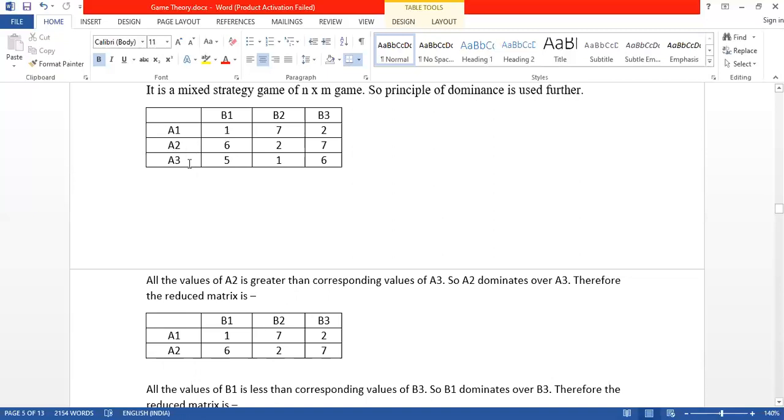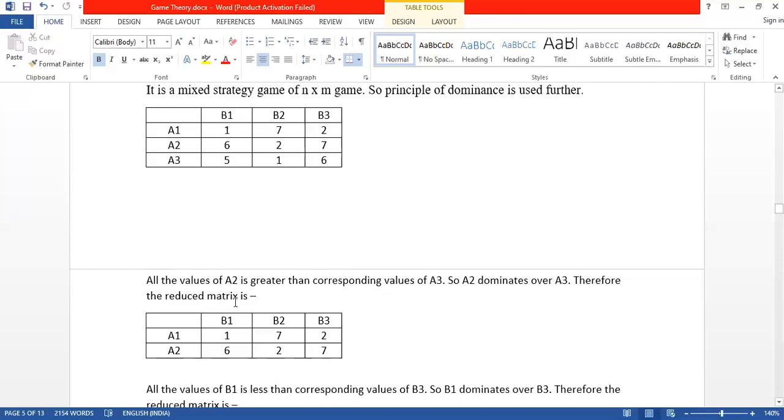Let me compare A2 with A3. 6 is greater than 5, 2 is greater than 1, 7 is greater than 6. That means all the values of A2 are greater than the corresponding values of A3, right? So by the row rule, A2 dominates over A3.